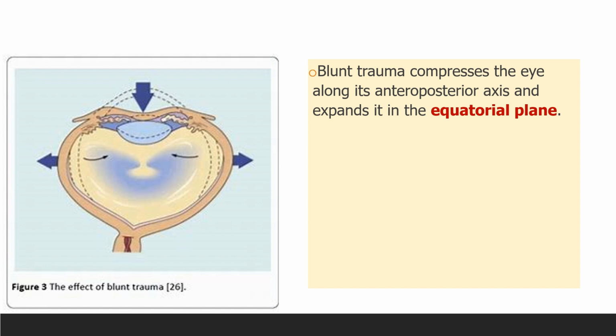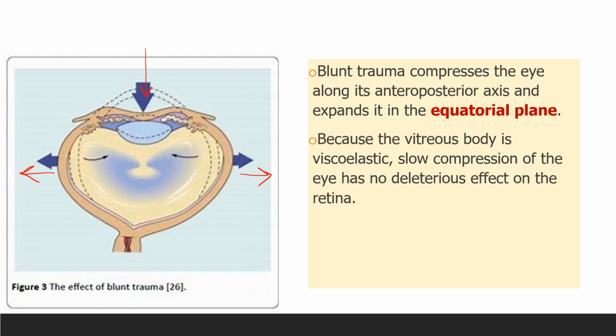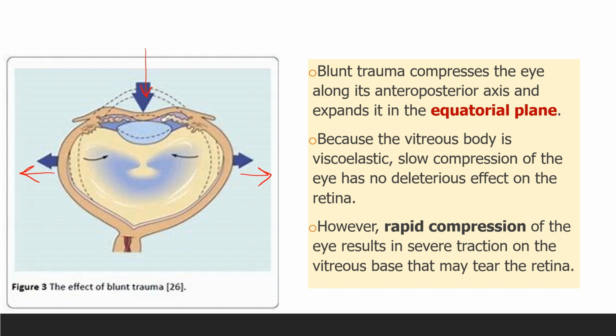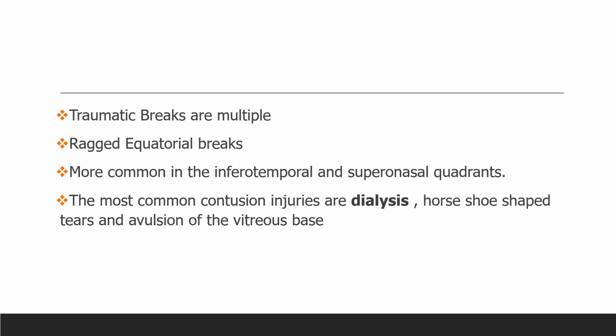Traumatic breaks happen because of blunt trauma. This blunt trauma compresses the eyeball along the anterior posterior axis, and thereby there will also be compression of the vitreous and expansion of the eyeball in the equatorial plane. Whenever this vitreous body, which is viscoelastic, undergoes a slow compression, it doesn't have much deleterious effect on the retina. Whereas whenever there is a rapid compression of the eye because of blunt trauma, that can lead to severe traction of the vitreous base, leading to detachments and avulsions of the vitreous base over that region.